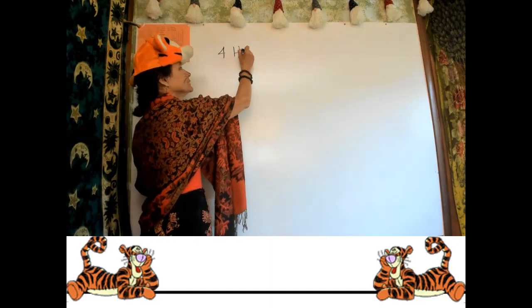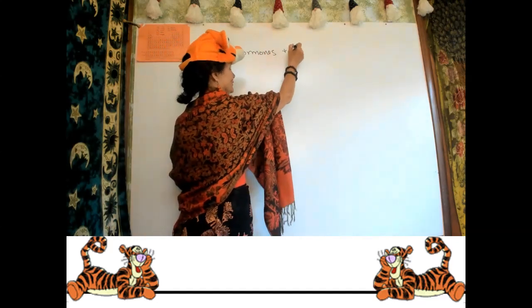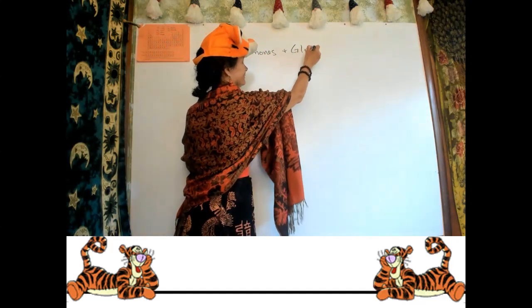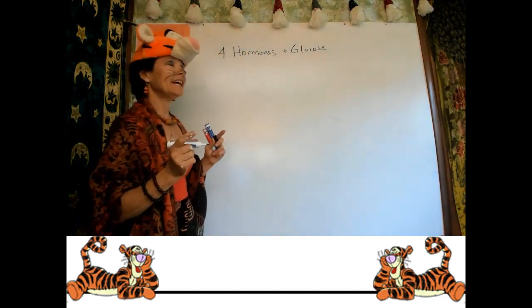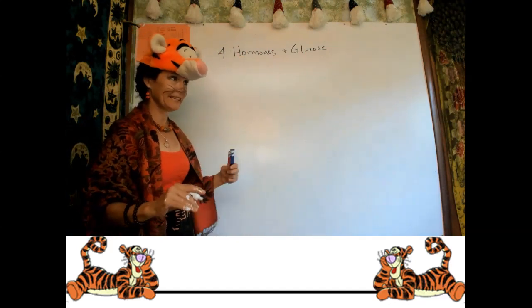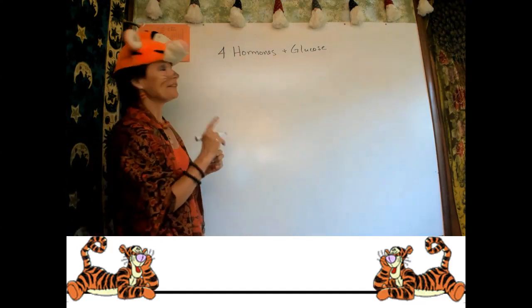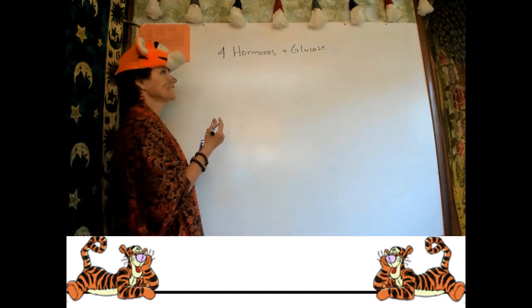All right, we're going to talk about the 4 hormones and glucose. So this is simplifying it because we're at a very introductory level. There's probably more than 4. But these are the 4 your book talks about. Your book actually does a really nice job.